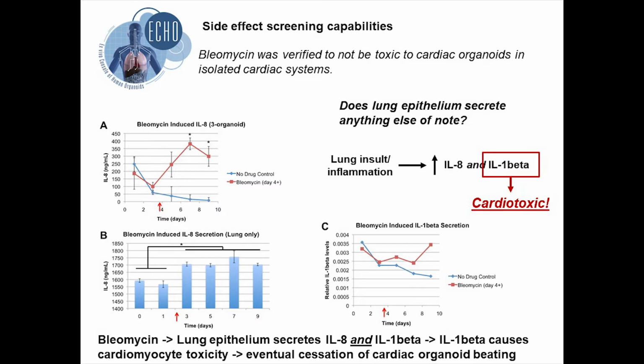So we showed that the bleomycin treatment of the lung produced IL-8 as we'd expected. We also got high levels of IL-1 beta produced from the lung organoid. When we started looking in the literature, there were a lot of papers saying that high levels of IL-1 beta can have a negative effect on cardiac activity. So we ordered some IL-1 beta, added it directly to the cardiac organoid, and sure enough, it stopped beating too. So what this is showing is that when you add bleomycin, it damages the lung organoid. The lung responds by producing a series of cytokines, and one of those cytokines, IL-1 beta, is going to the heart and having a negative effect on the heart.